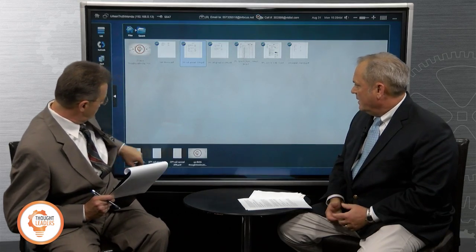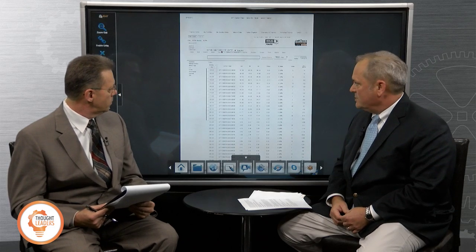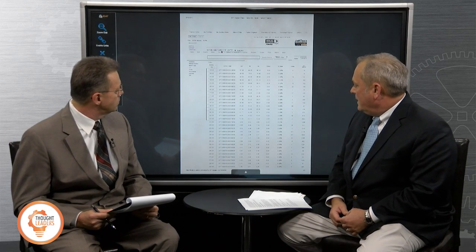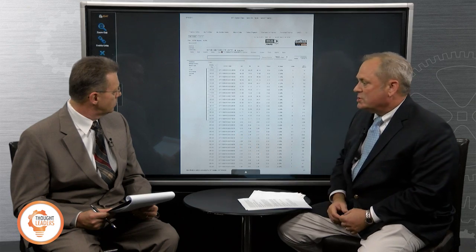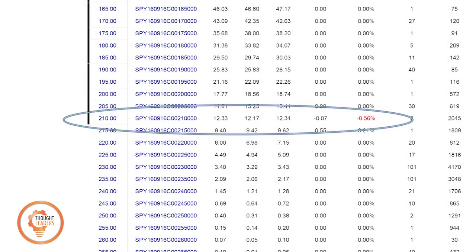There are several of them out there. Spiders are one that we'll be looking at. So let's look at the price of Spiders right now. It trades under the symbol SPY, S-P-Y. And right now, Spiders on the money is about 210 is what they're trading at.